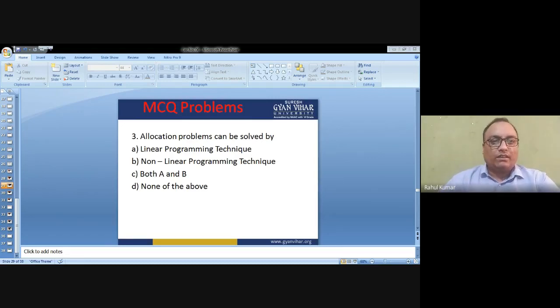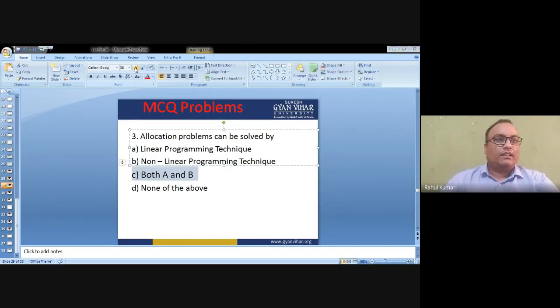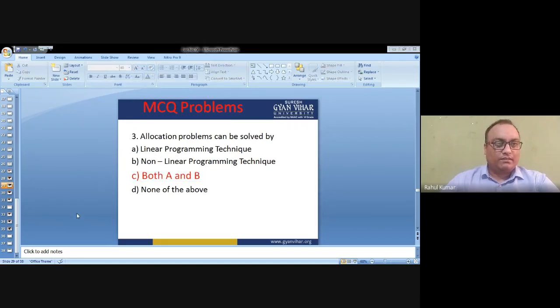Then the allocation problem can be solved by... For this, the correct answer is C. C is the correct answer, right? Non-linear programming techniques and linear programming techniques can be used; the allocation problem can be solved by them.